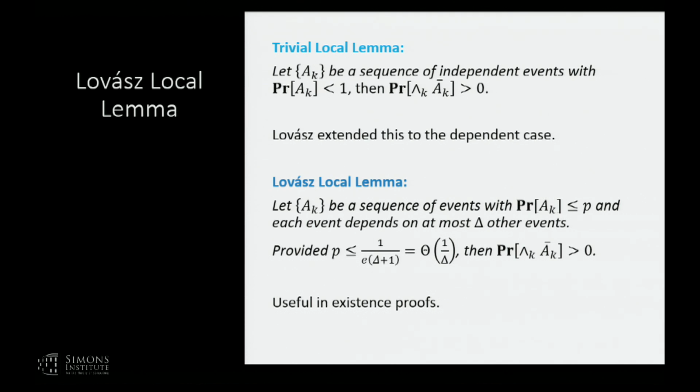So this is useful in existence proofs. If we've got some collection of random graphs, for example, and we know that the probability of something occurring is non-zero, then we know there's a graph with that property.